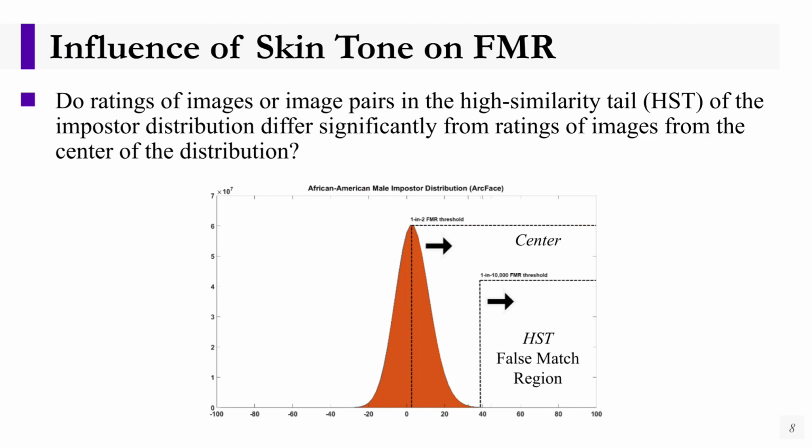One question that arose in the course of our research was, what is the influence of skin tone on false match rate? That is, do ratings of images or image pairs located in the high similarity tail of the imposter distribution differ significantly from ratings of images from the center? Ultimately, we presented 959 images from the center and 933 from the high similarity tail, with 21 images in common.